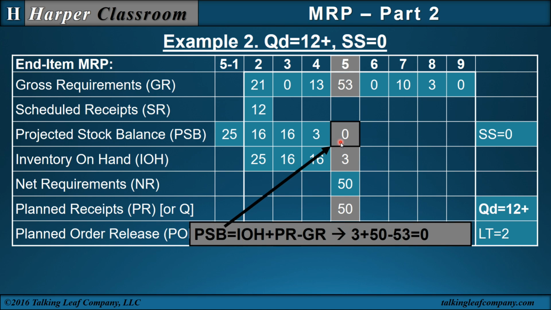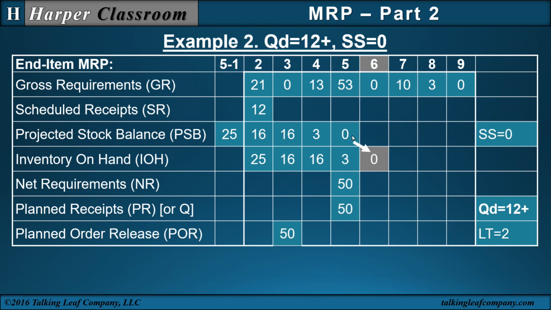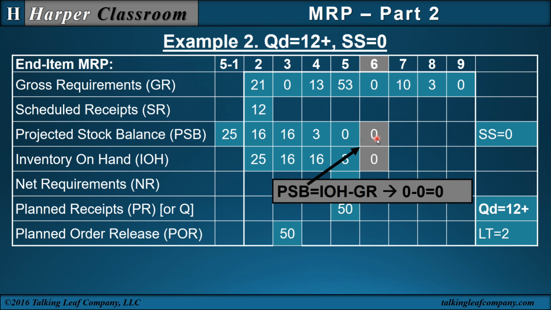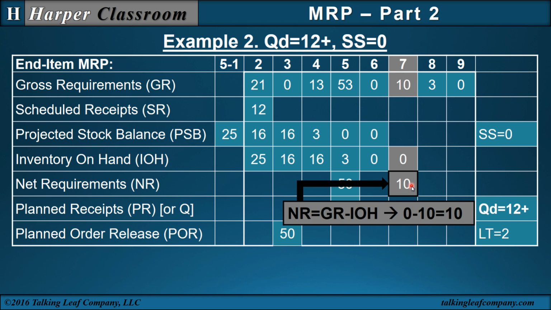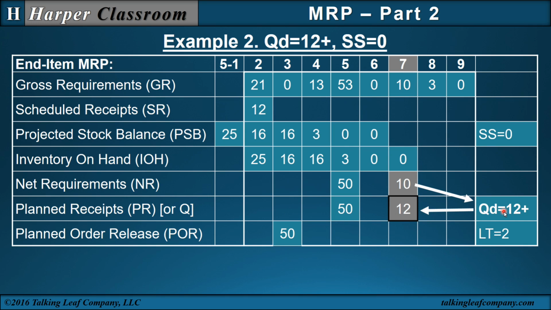My projected stock balance is my inventory on hand plus my planned receipts minus my requirements equals my balance of 0. The 0 carries over as the inventory on hand. No requirements, so the 0 carries over as a balance. The 0 becomes my inventory on hand, but this time I have a gross requirement of 10, so my net requirements will be 10. Compare that with my lot size discipline, which is a minimum of 12.